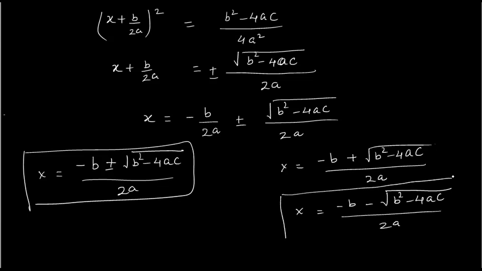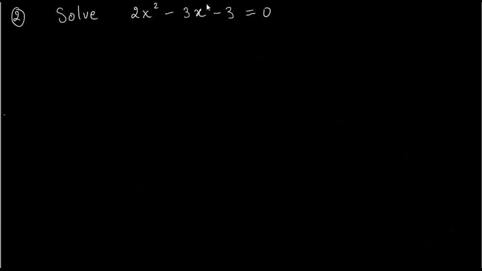So these are the roots of the given quadratic equation, and x = (-b ± √(b² - 4ac))/2a is the quadratic formula, because by using this formula we can easily find the roots of any quadratic equation. Let us use this quadratic formula to solve one simple quadratic equation. Suppose we have to solve 2x² - 3x - 3 = 0, and we have to find x by using the quadratic formula.